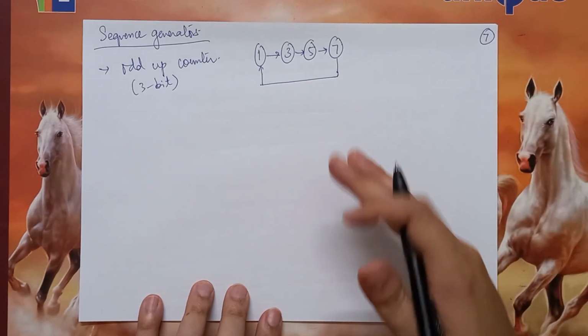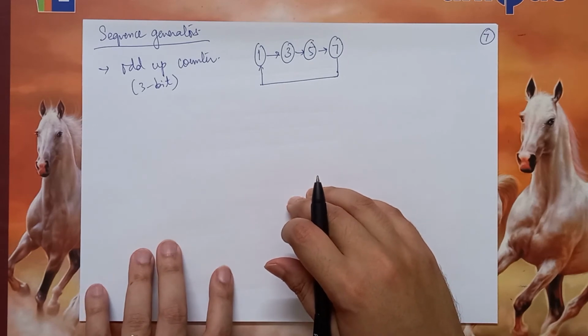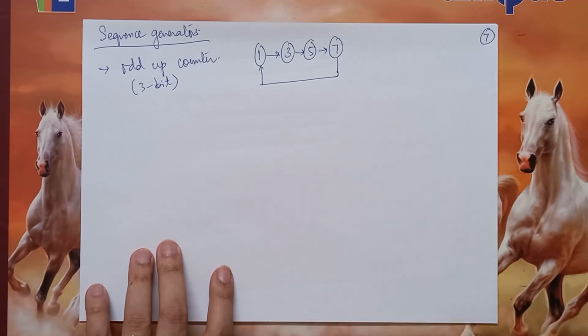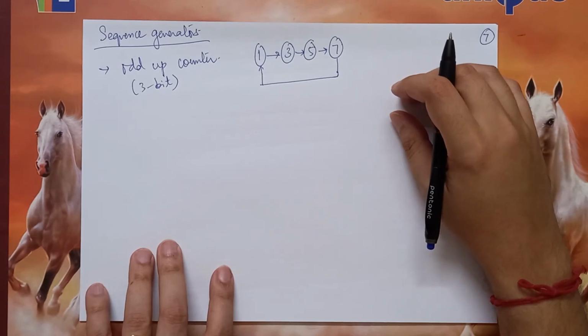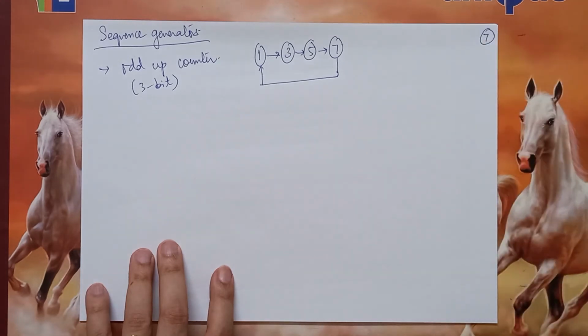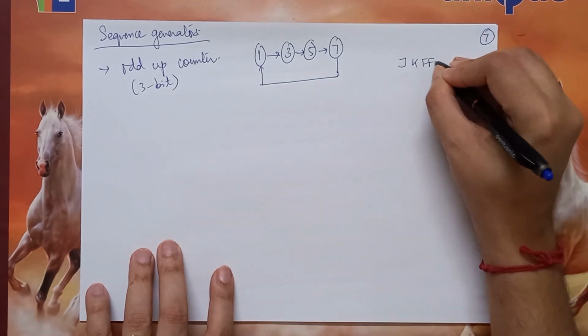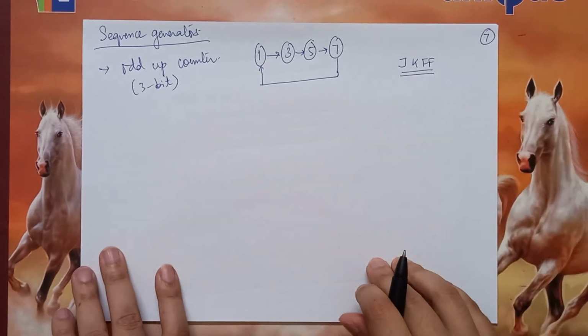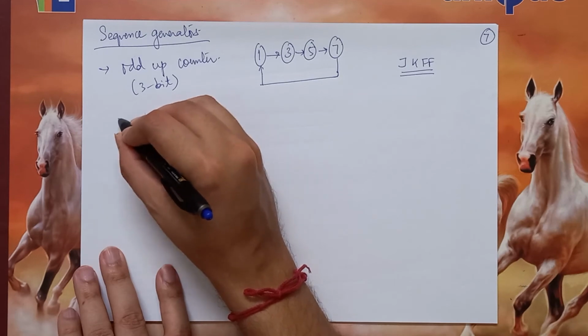So we can again follow the same approach using the state table, but this time let us use some other kind of flip-flop. Let us use the JK flip-flop. So let's say I have the present state.